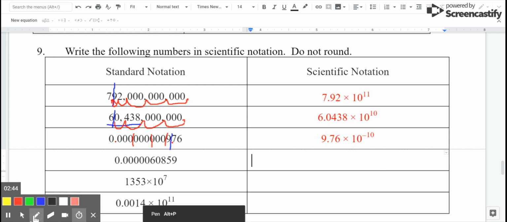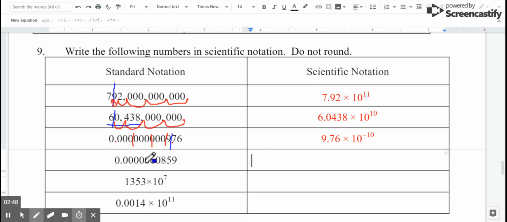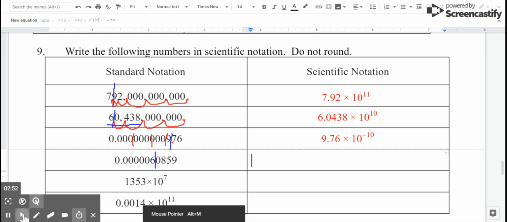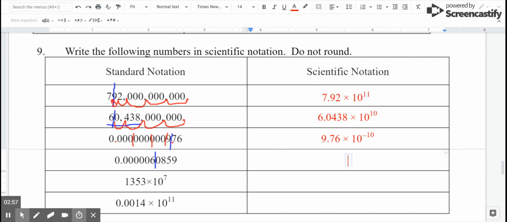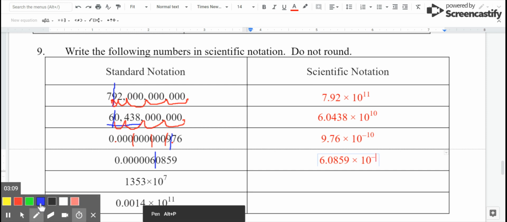Let's use the same strategy for the one below. I know I want one non-zero digit to the left of the decimal. My first non-zero digit is that 6. So when I write this out, I'm going to have 6.0859 times 10 to some power. And in fact, I already know it's going to be a negative power because it's a really small number. It is a decimal. It's less than 1.